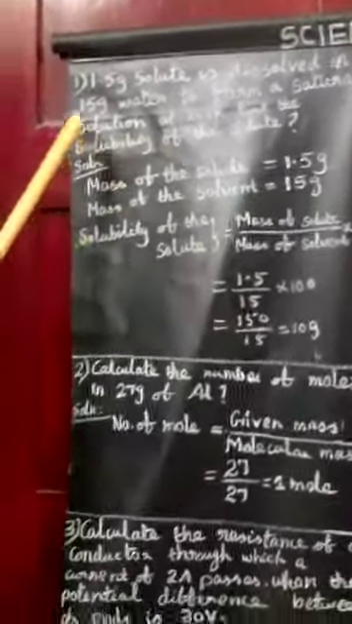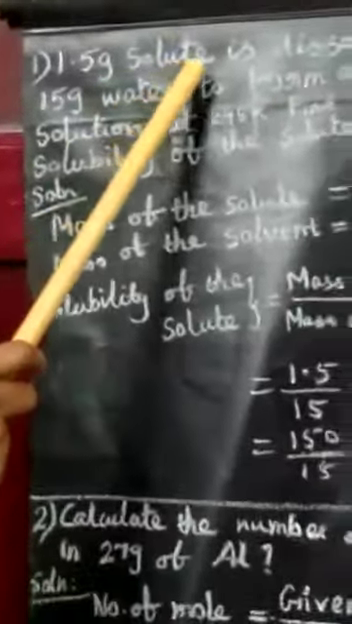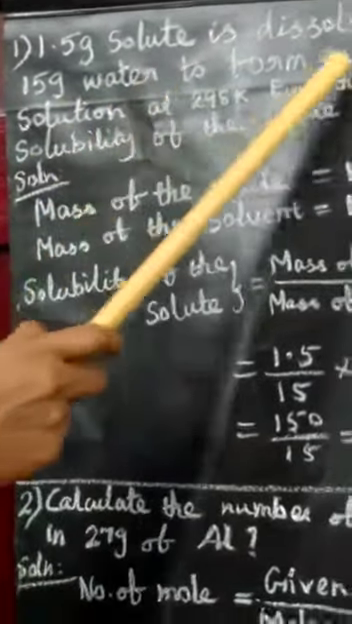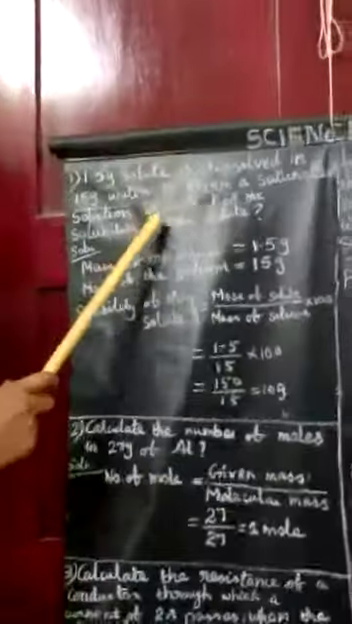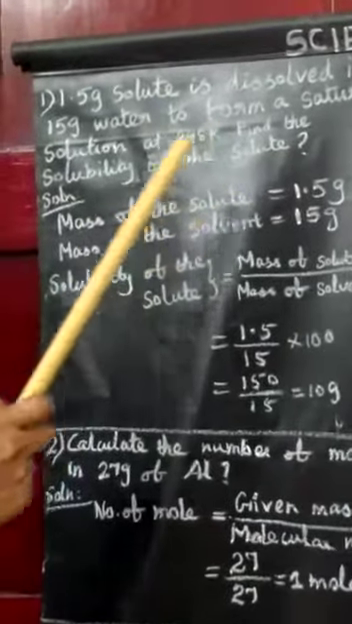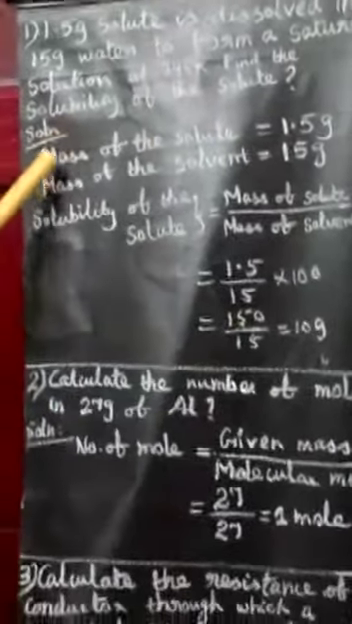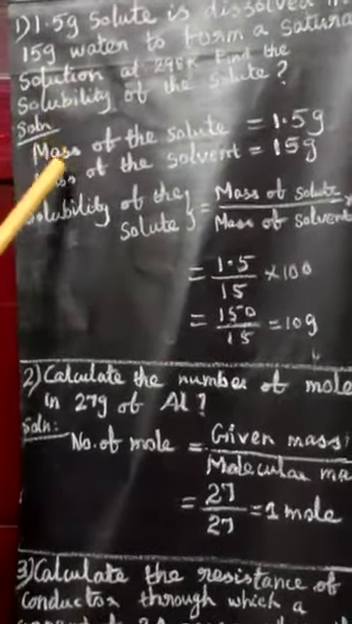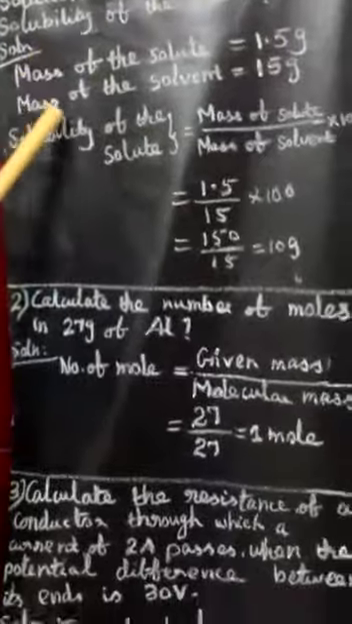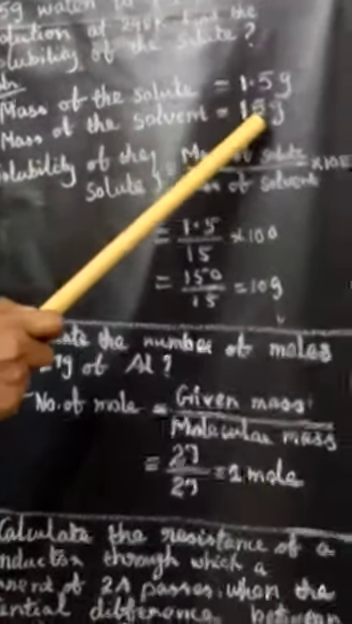The first problem: given that 1.5 gram of solute is dissolved in 15 gram of water to form a saturated solution at 298 Kelvin, find the solubility of that solute. Here the given data: mass of the solute is equal to 1.5 gram. Mass of the solvent is equal to 15 gram.